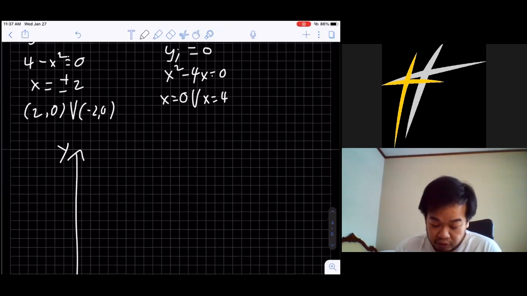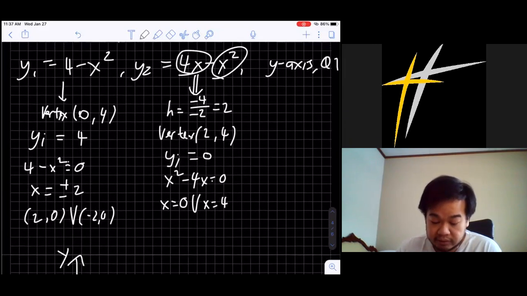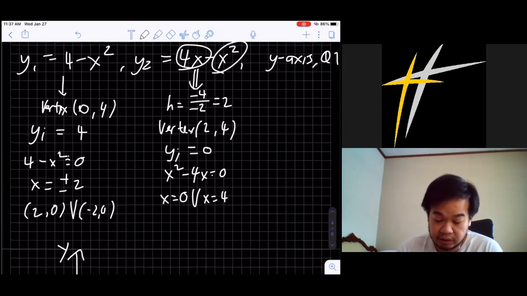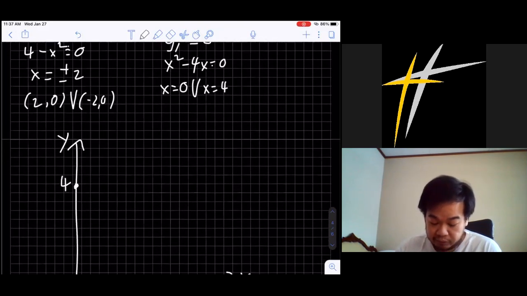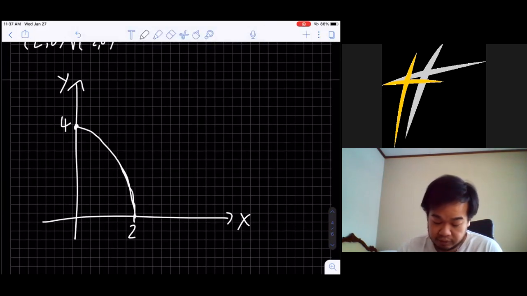The vertex is 0, 4. So this is 0, 4. And then it's opening downward, right? Because the a is negative. And then the x-intercepts are 2 and negative 2. We just need the 2. Let's say this is 2. So this will be your first quadratic function.